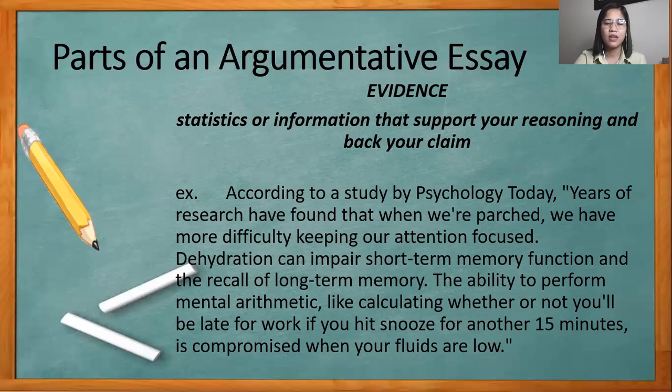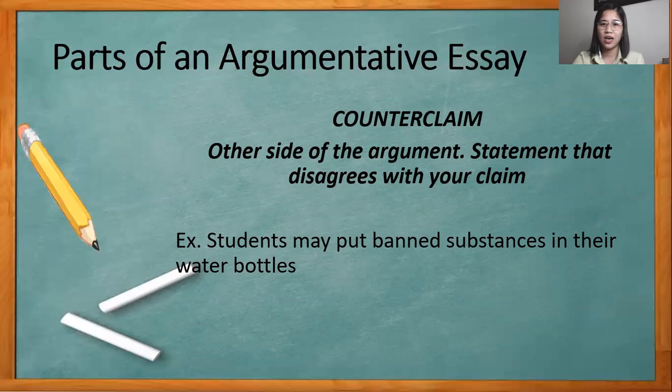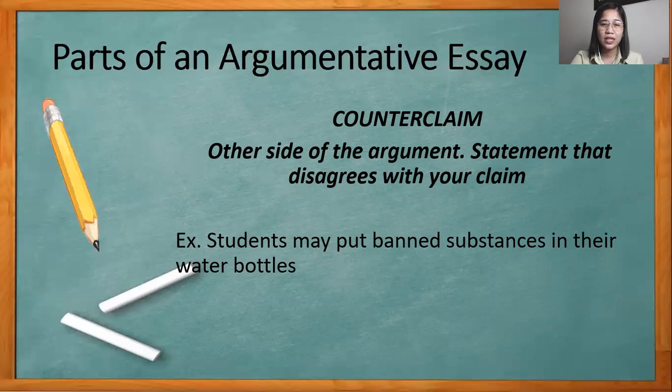And then the fourth one is, we have here the counterclaim. Once again, this is the other side of the issue, the negative side of the claim. This is a statement that will disagree with our claim. Say, for example, students may put banned substances in their water bottles. So that is their counterclaim. Again, what's our claim? Students should bring bottled water in class.